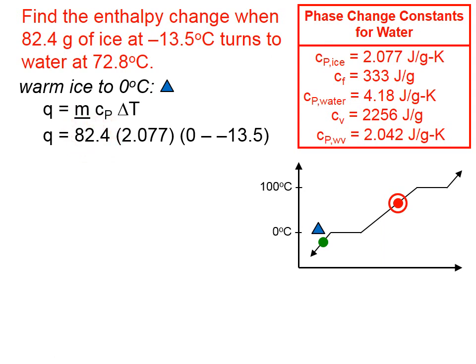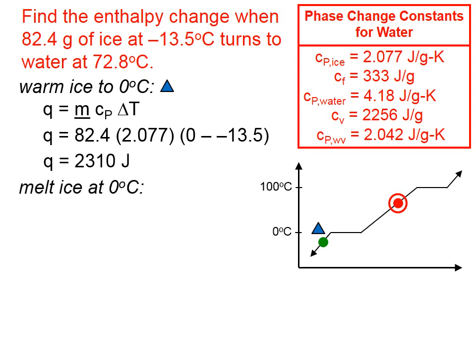82.4 grams. And then we've picked the specific heat of ice, which is, according to this table, 2.077 joules per gram Kelvin. And then the temperature change for this little portion of the curve, we want to go final minus initial. Well, final is 0 degrees minus negative 13.5. We're not going to go all the way up to 72.8 yet. We just have to make this little jump right here, and that's going to take about 2310 joules of energy.